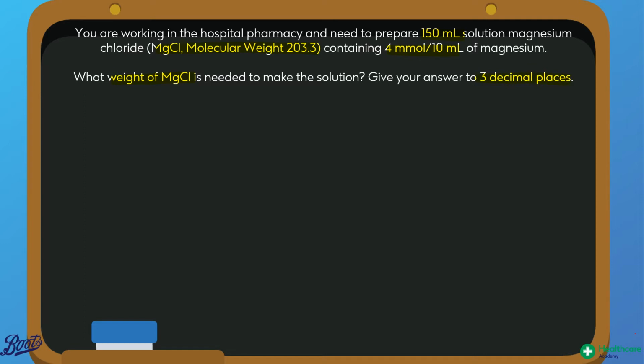So how many millimoles are present in 150 milliliters? Well, from the scenario, we already know that 4 millimoles are present in 10 milliliters. So X millimoles are present in 150 milliliters. So if we take X out, we've got X over 4, which is equal to 150 over 10. And if we multiply this out, we'll have 4 multiplied by 150 over 10, which gives us an answer of 60 millimoles. And 1 mole of magnesium chloride contains 203.3 grams.